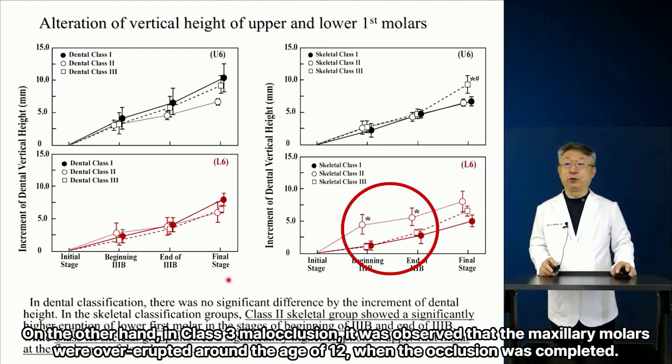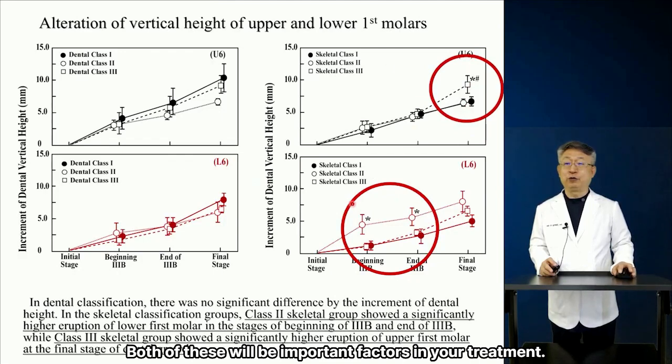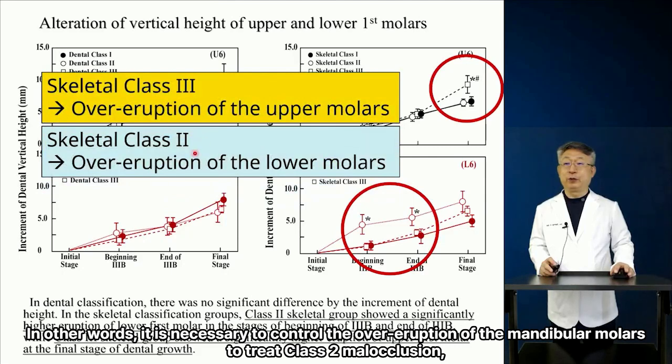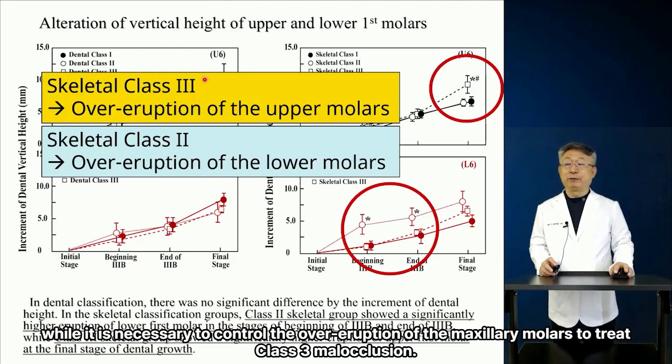On the other hand, in class 3 malocclusion, it was observed that the maxillary molars were overerupted around the age of 12, when the occlusion was completed. Both of these will be important factors in your treatment. In other words, it is necessary to control the overeruption of the mandibular molars to treat class 2 malocclusion, while it is necessary to control the overeruption of the maxillary molars to treat class 3 malocclusion.